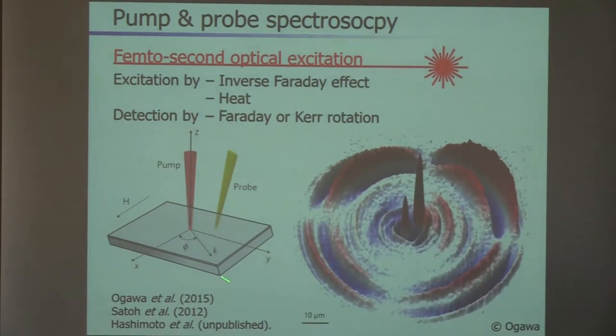Now, this is a nice picture from the Ogawa paper. Here, this is the origin, which was excited, and this is a snapshot taken a few nanoseconds after the excitation. And you see some concentric rings which go outside. So what is this?